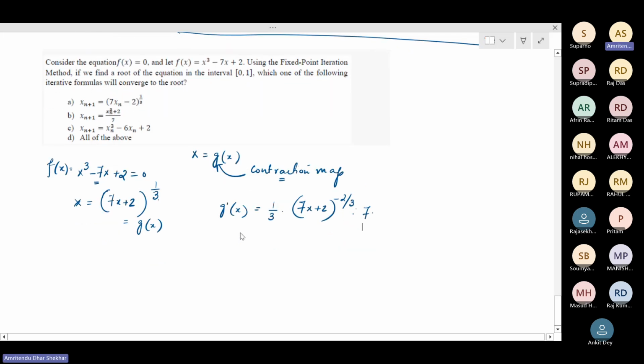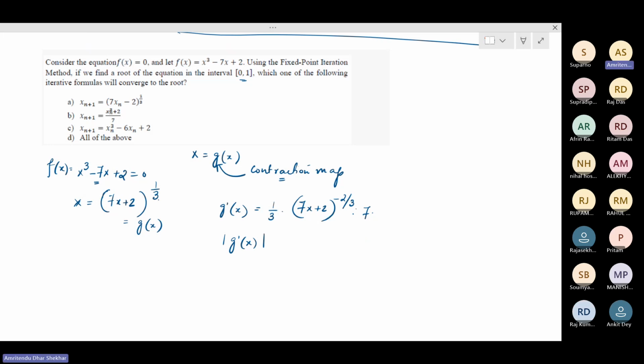Right. So now what is g dash of x? You're evaluating g dash of x within the interval 0 comma 1. So in the interval 0 comma 1, if x is equal to either 0 or 1, you can just put the values over here. You will notice that this quantity g dash x, maybe at x equals 1, we should check this.